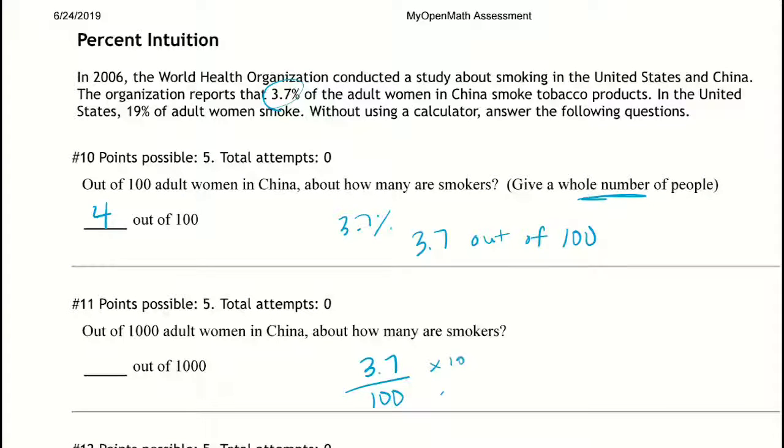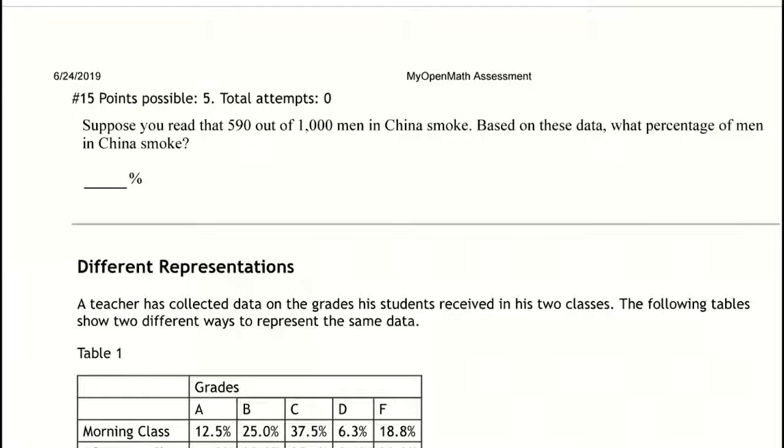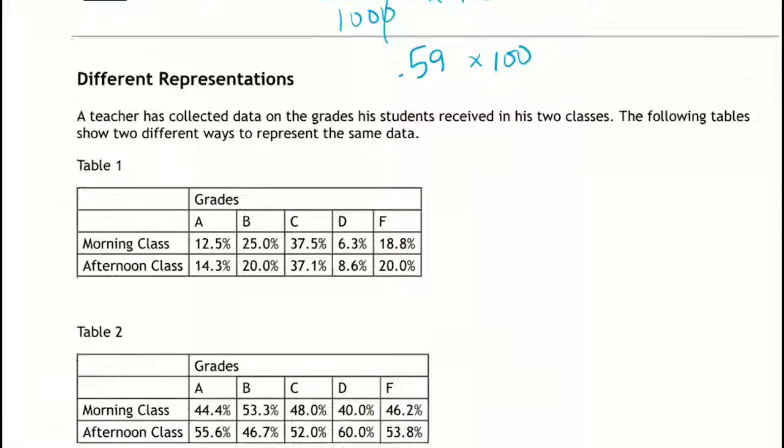Now if we're looking at 1,000, percent means per 100, so I need to multiply the top and bottom by 10 to get the 1,000 denominator. So I have 37 out of 1,000. So suppose 590 out of 1,000 smoked, we can multiply that by 100 to get our percent. So we take the 590 divided by 1,000, multiply by 100 to get 59%. There's other ways of doing that as well.